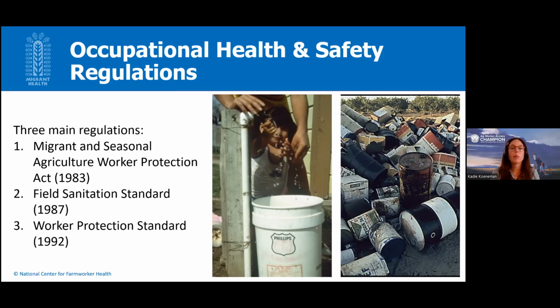It is important to remember that the enforcement of these regulations is dependent on the size of the farm and the entity in charge of enforcement in the area. And as you can tell by some of the dates included on this slide, big federal regulations to protect agricultural workers have not been created or updated in over 30 years.